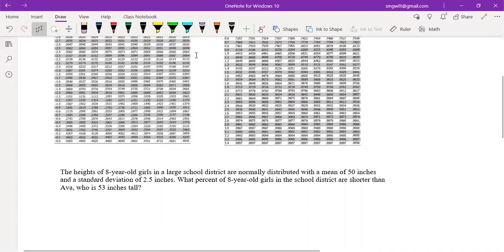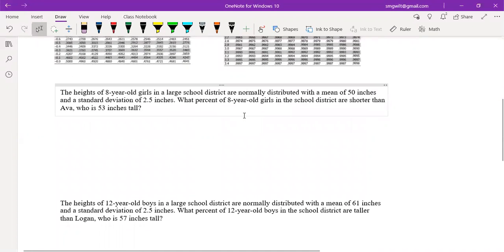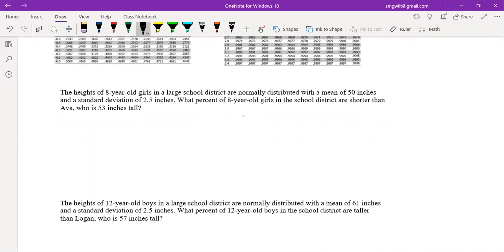I have just a couple of examples to go through, because there was a lot of information in this video. Remember that the formula for a z-score, and I'm just going to use the symbols, is that the z-score is equal to the x value minus the mean, divided by the standard deviation. We're looking for those three pieces in order to calculate a z-score and then answer the question.